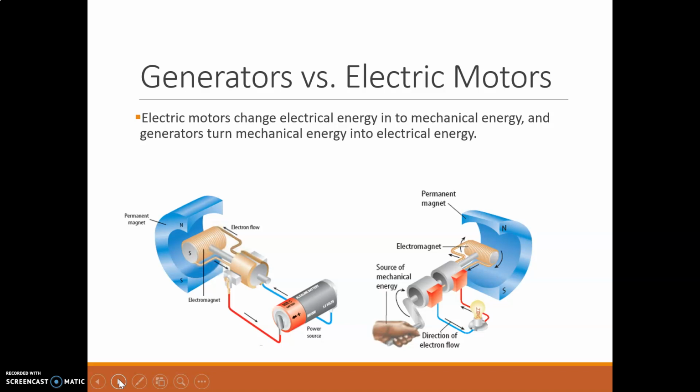Also, I want you to remember the three parts of each. So in an electric motor, we have the power source, we have the electromagnet and the permanent magnet. And then in a generator, we have some type of mechanical energy. We have an electromagnet and then a permanent magnet as well. And that is it.